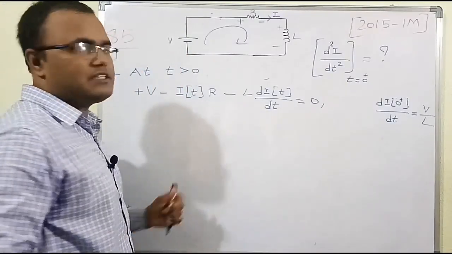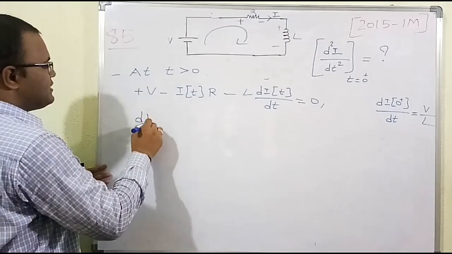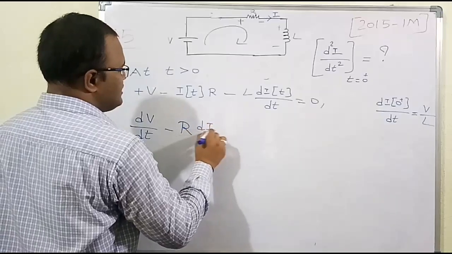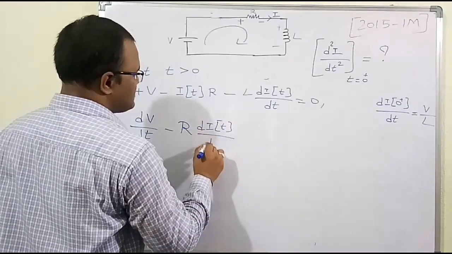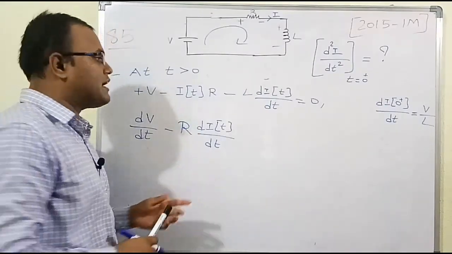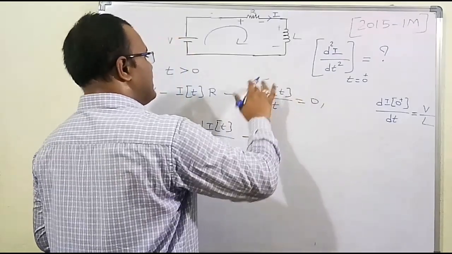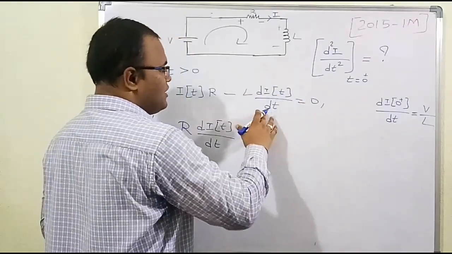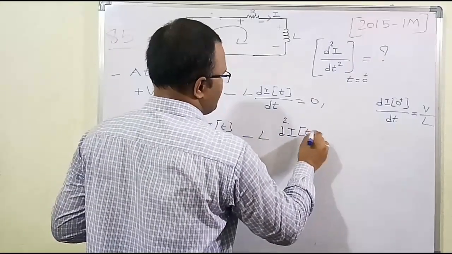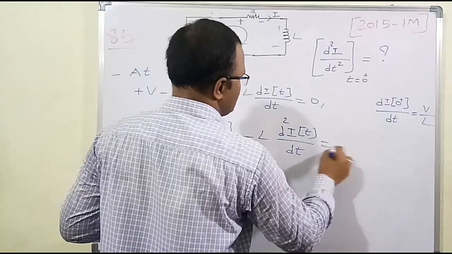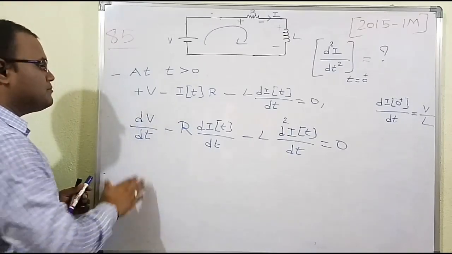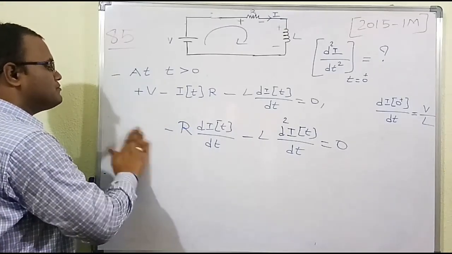So if you differentiate this KVL equation, again dV by dt minus R, which is always constant, into di by dt. As the current depends upon time, we have to do the differentiation with respect to time. Again minus L, if you differentiate again, it will become second order, d square I by dt square, is equal to 0. As the voltage is a constant value, differentiation of a constant value will become 0. So this value will become 0.